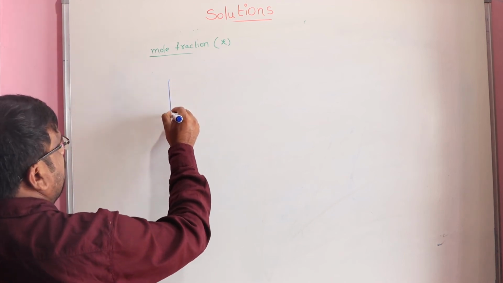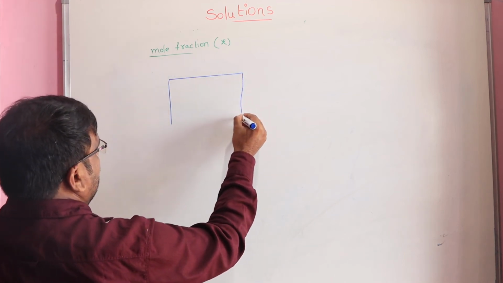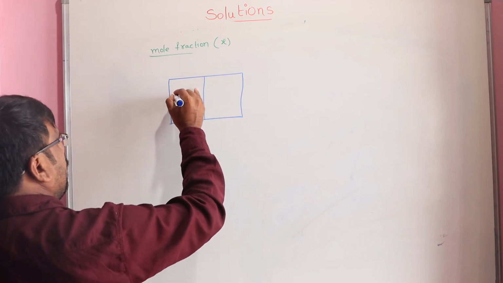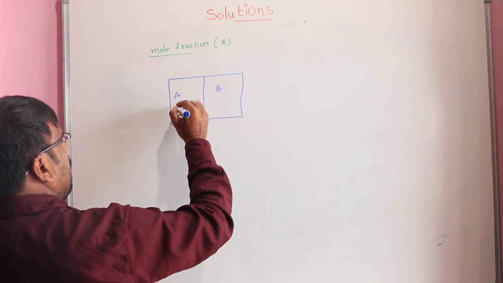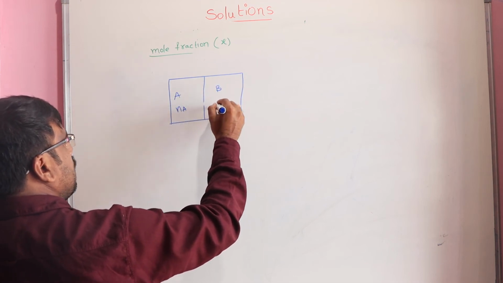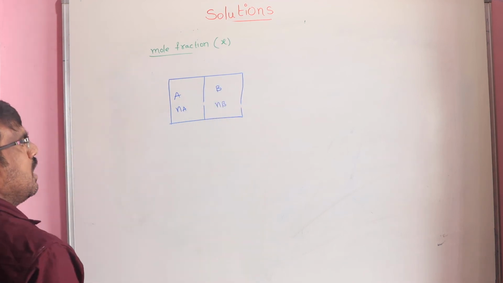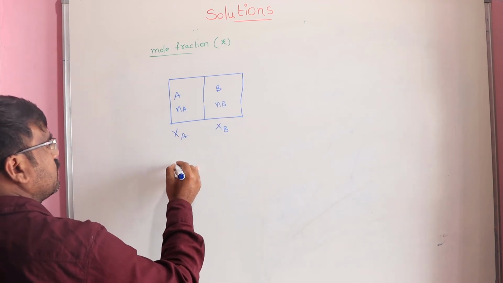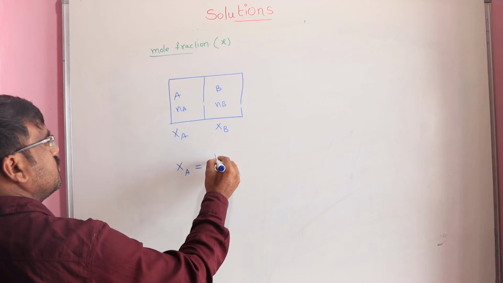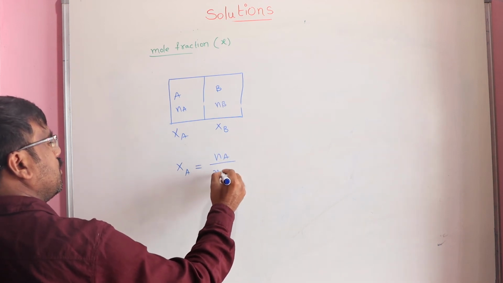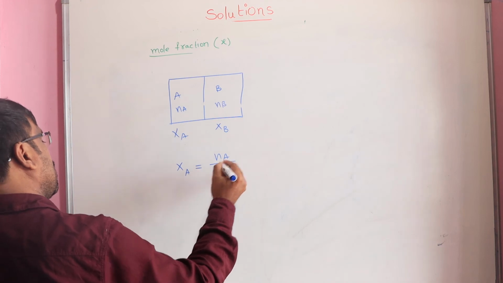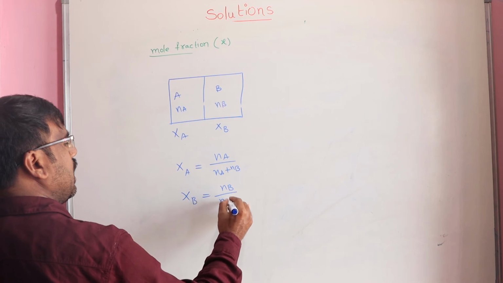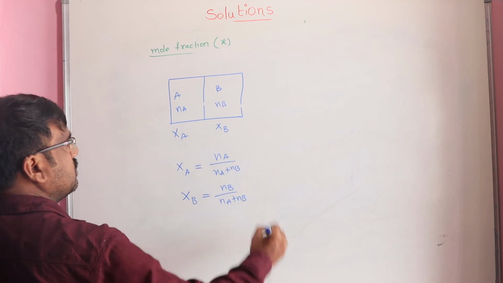For example, consider a binary solution. If a binary solution consists of two components, first component A and second component B, with number of moles of A being Na and number of moles of B being Nb, then its mole fractions are Xa and Xb. How can we express the mole fractions? Xa is equal to Na by Na plus Nb, and Xb is equal to Nb by Na plus Nb. This is how we can express it.